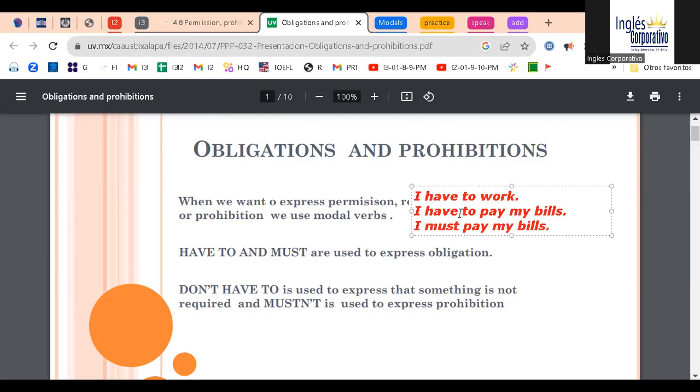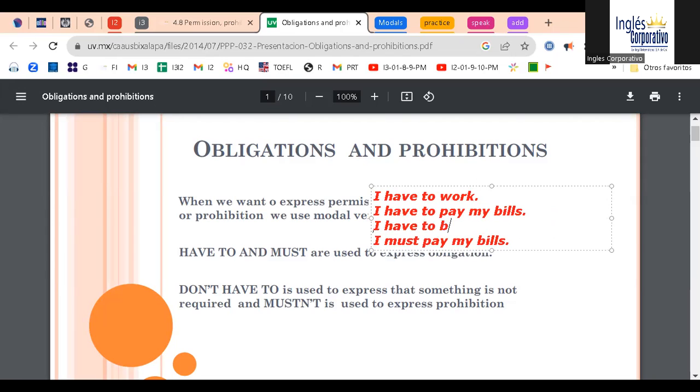And what is the difference between have to and must? The difference in the meaning is that have to is when you are required to do something because of an external component, because someone has, for example, when you work for a company, there are some rules that you have to follow. For example, I have to be at work by 8. So there is an external obligation that you have to complete.